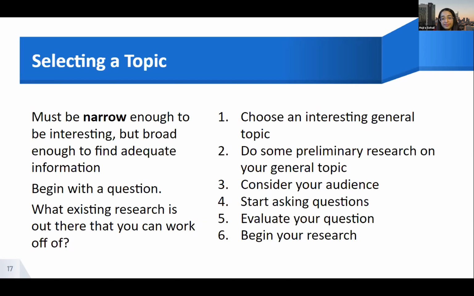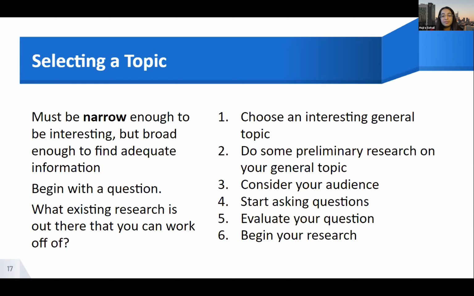And so also do some preliminary research on your general topic, give yourself some context as to what you're looking into. Maybe you find something more interesting than your initial idea, and then you can go more specific into different directions. Third tip is to consider your audience.